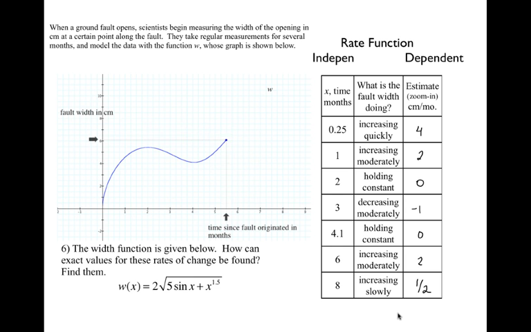If I've got the fault width function and I want exact values, I'm looking now for that dependent variable, but exactly, right? I want to know the rate of change exactly. That's a matter of finding what? Derivative, the rate of change function, right? So when you do a derivative, you get the rate of change function exactly in closed form.